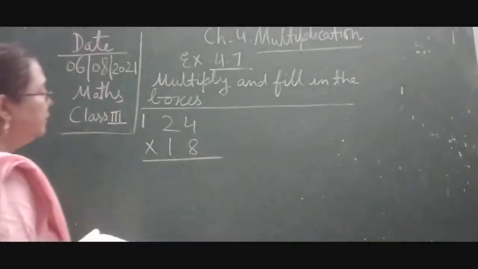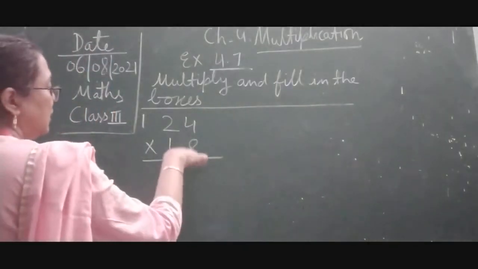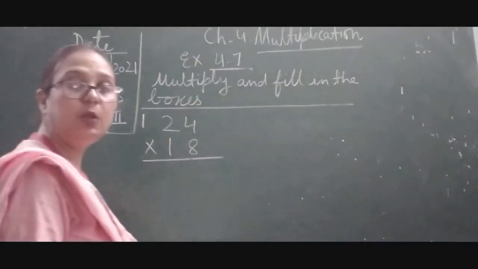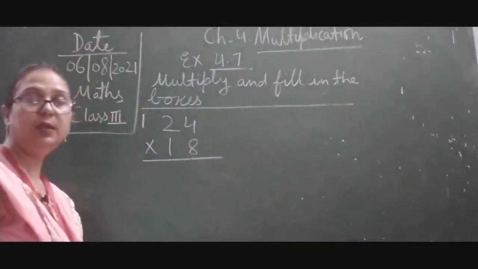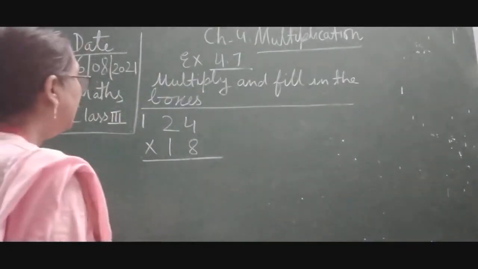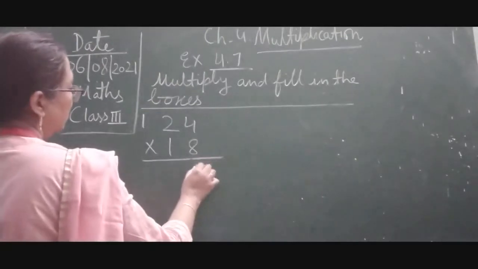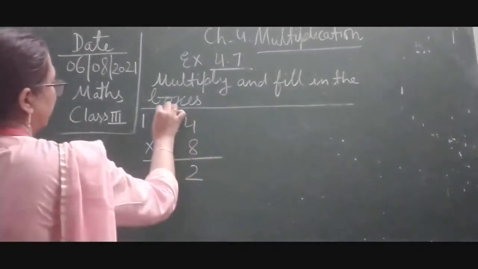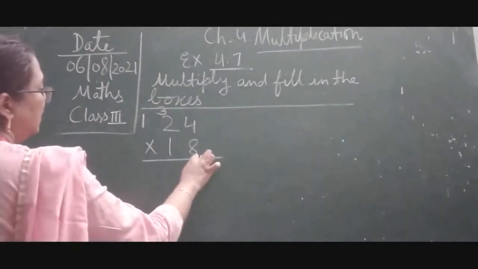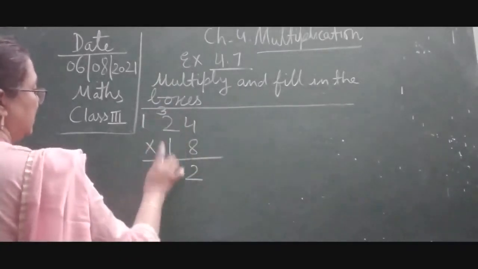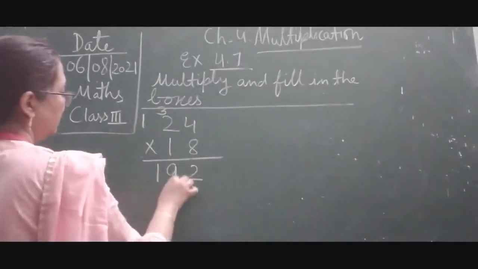Now here first we will say the table of 8, 4 times. So 8 ones are 8, 8 twos are 16, 8 threes are 24 and 8 fours are 32. So 2 we will write over here and 3 will be carry over. 8 twos are 16, 17, 18 and 19. The answer we will get is 19.